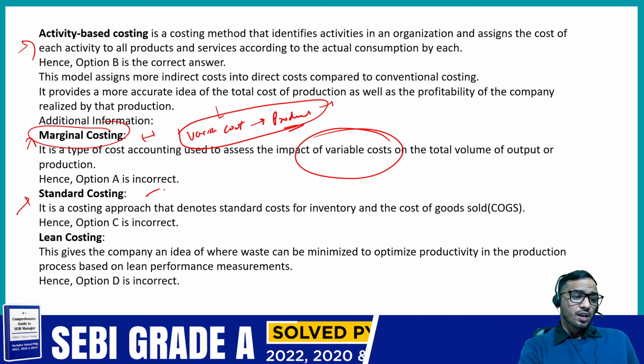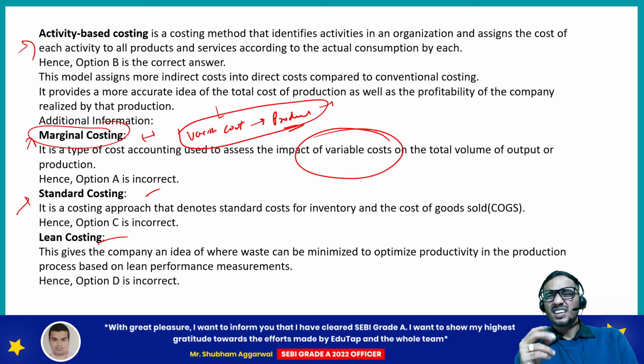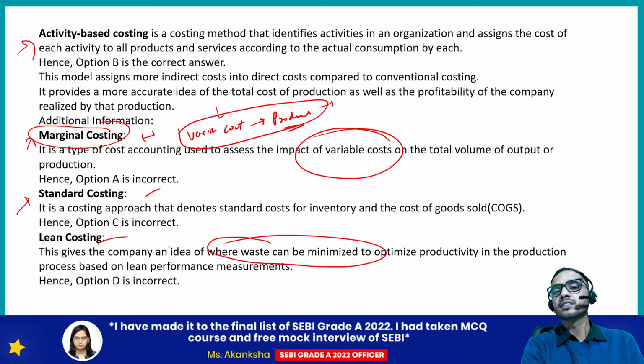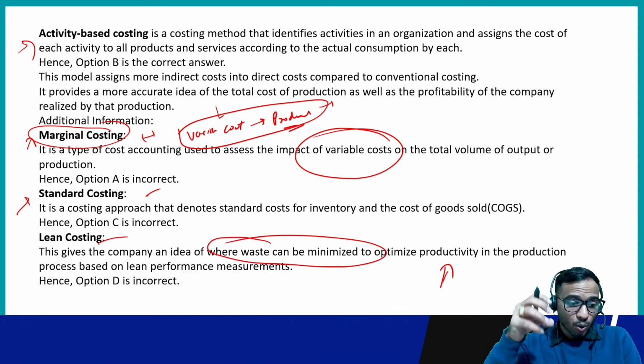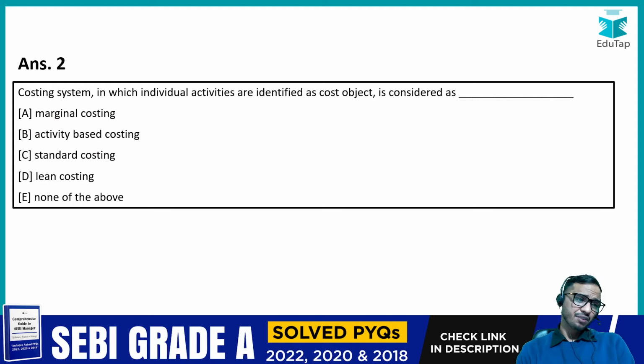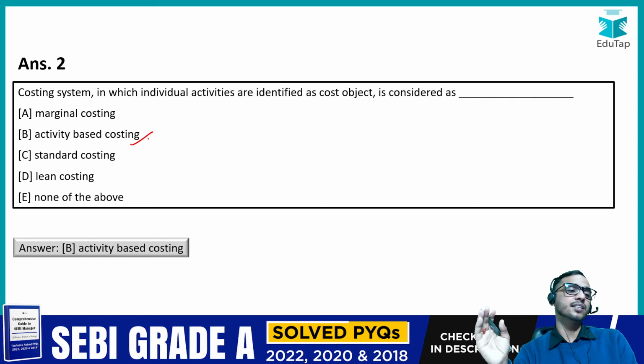Easy enough. Now what is lean costing? Let's talk about lean costing. See, lean costing is used to minimize waste and optimize productivity. So it is a technique to minimize waste, right? So we have the question and we have the answer. Option B is the answer to this question, that is activity based costing, right?